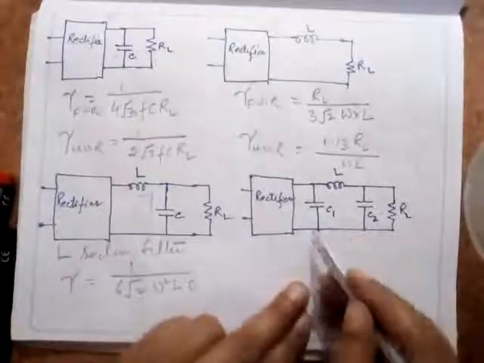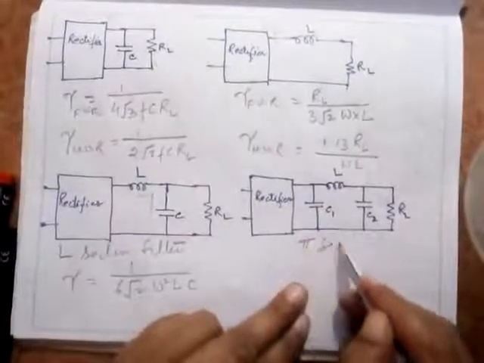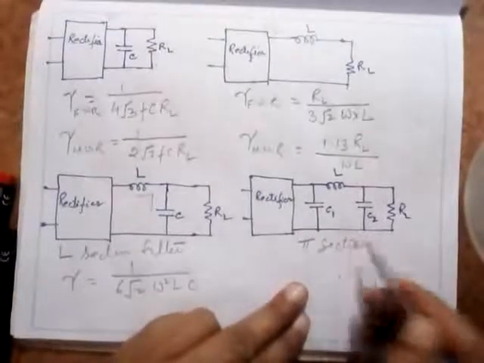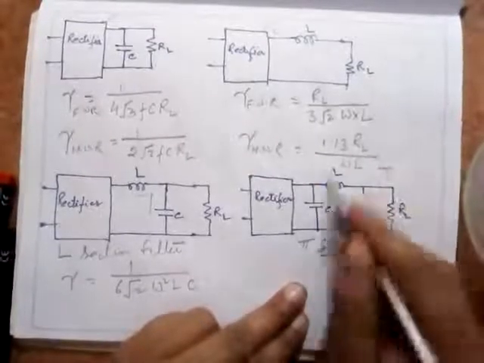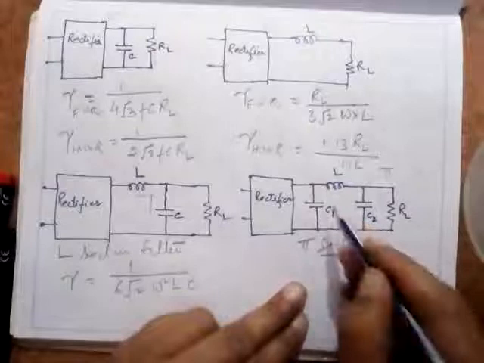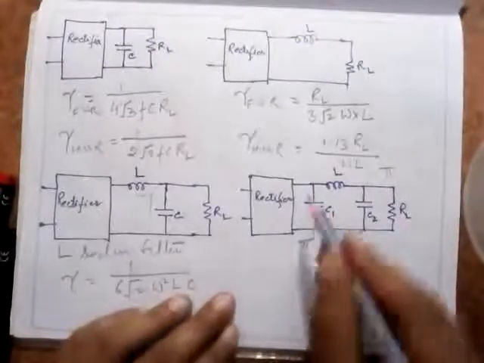And last, this filter is called the pi section filter. If you see this one, this portion is looking like the pi. It is also called the CLC filter. And now what will happen here also?